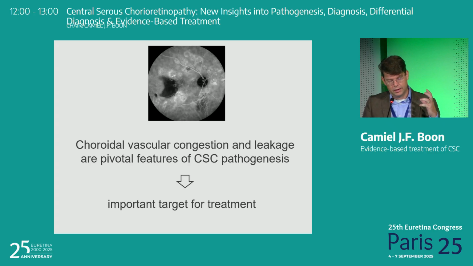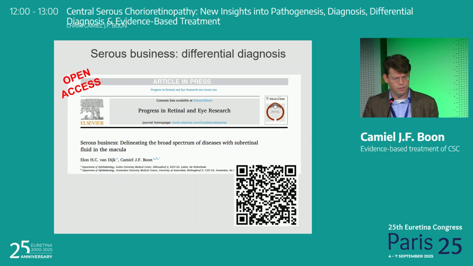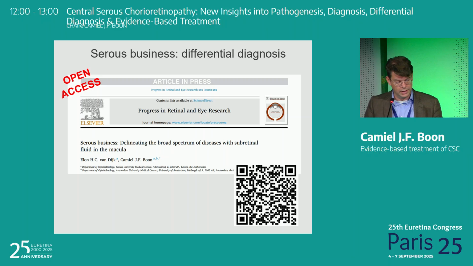And a key message here, as Elon also extensively showed, is that the choroidal vascular changes, the congestion, the leakage are pivotal when it comes to the pathogenesis of CSC. And this means that we have to treat this to try to get rid of the fluid. And also, as Suzanne already showed you, it's very important before you dive into the treatment of so-called serous maculopathy that you think about this very broad differential diagnosis. She also highlighted the paper that we previously published. You can download it for free. You can also scan the QR code, and good luck because it's quite extensive.